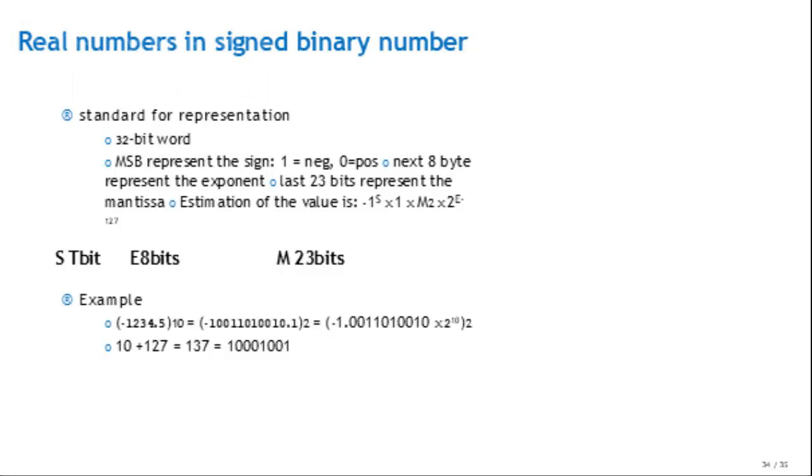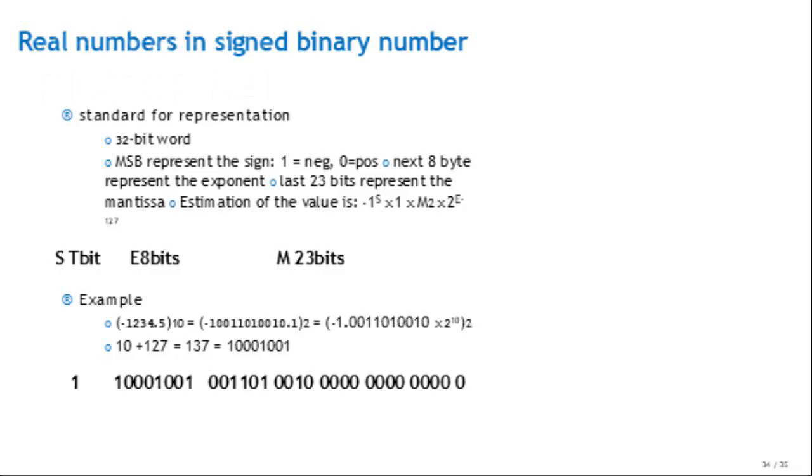For example, 123.45 in base 10 equals 10011010.1010 in base 2, which equals 1.0011010010 x 2 to the power of 9. 10 plus 127 equals 137 equals 10000001.